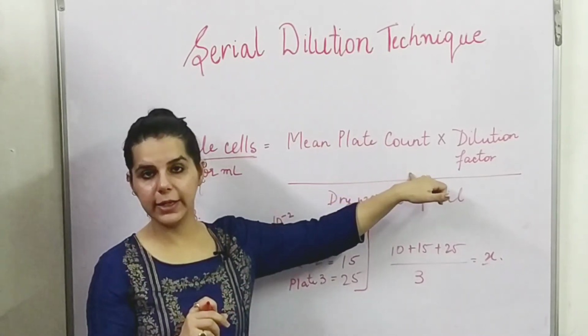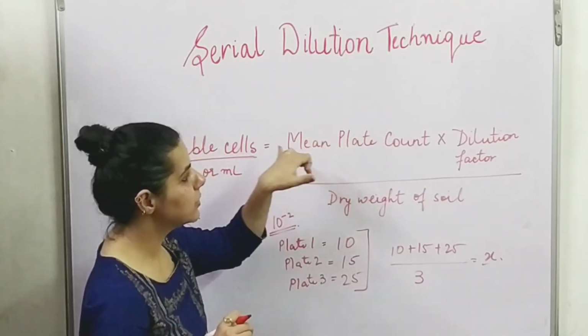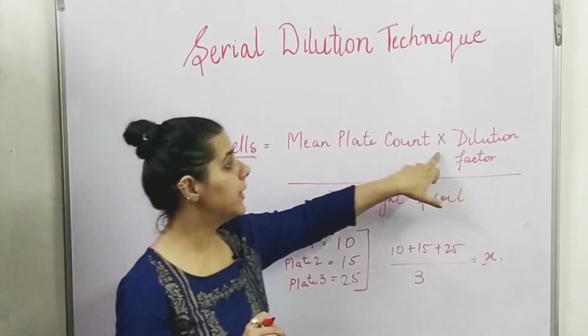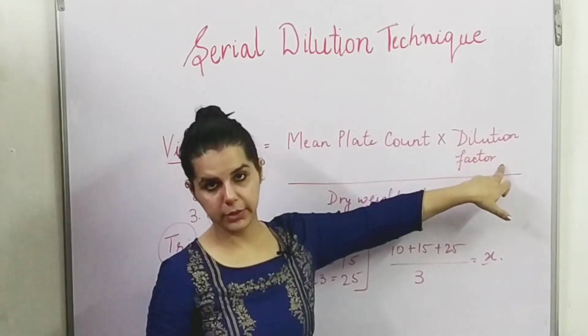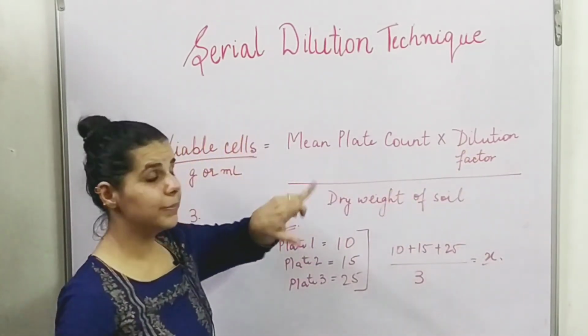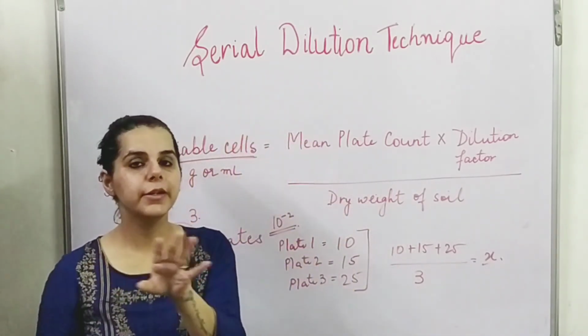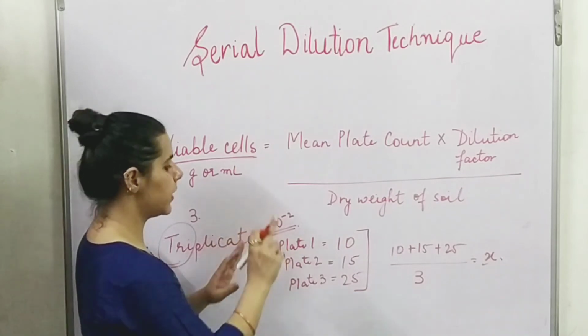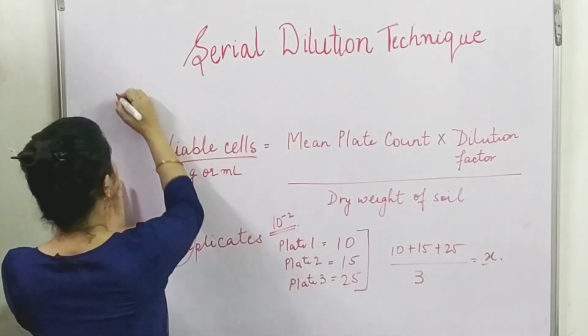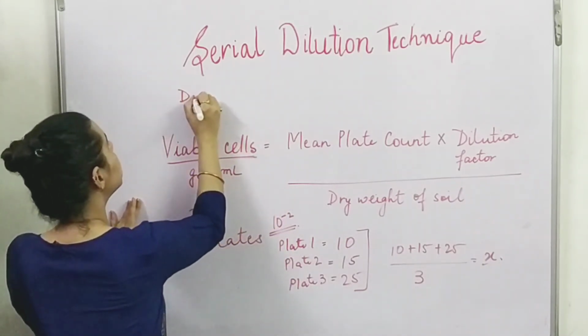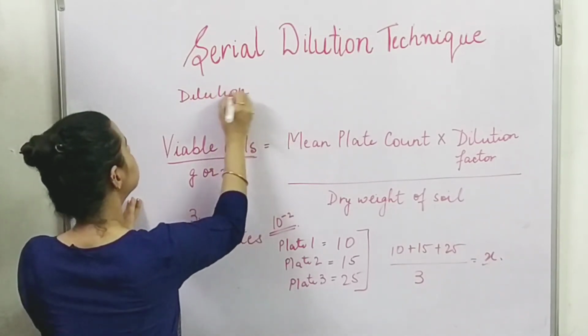सिर्फ प्लेट काउंट नहीं लिखा है, मीन लिखा है. तीनों का कंसिडर करेंगे. Multiplied by the dilution factor. Now we made dilutions, but the term dilution factor we didn't find. What is dilution factor? Dilution factor, what should I write?